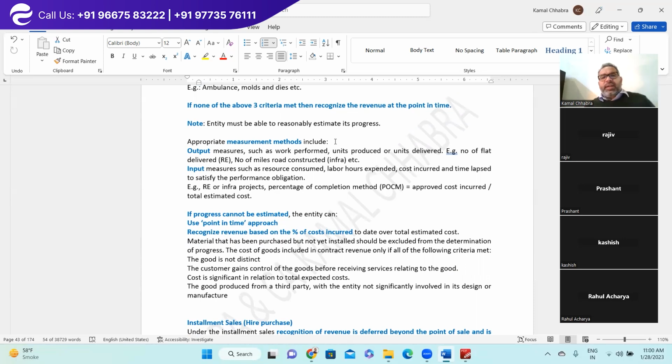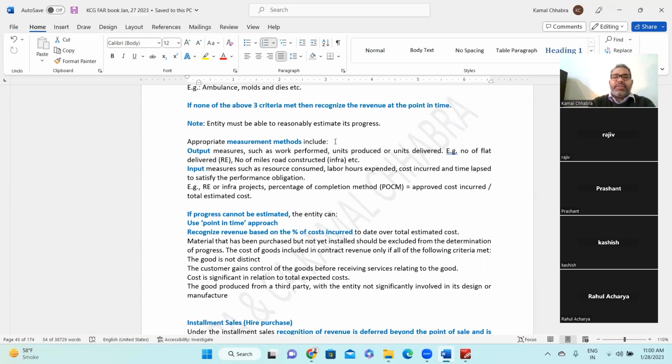If none of the three criteria are met, then revenue is recognized at a point in time. This is 100% same what you have studied in the revenue recognition criteria of ASC 606, Step 5. Entity must be able to reasonably estimate its profit. So you need to disclose the appropriate measurement method, output method or input method.